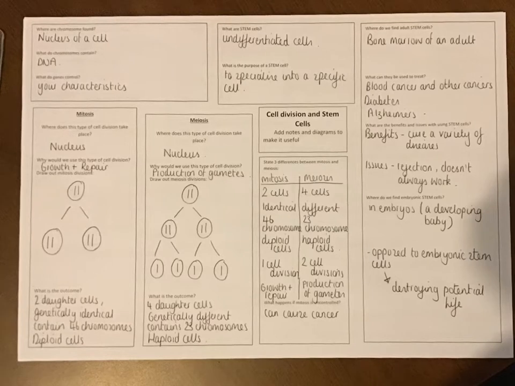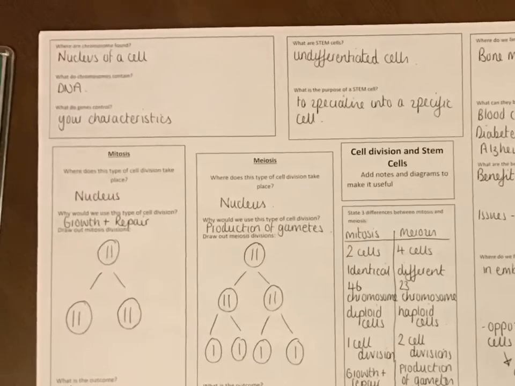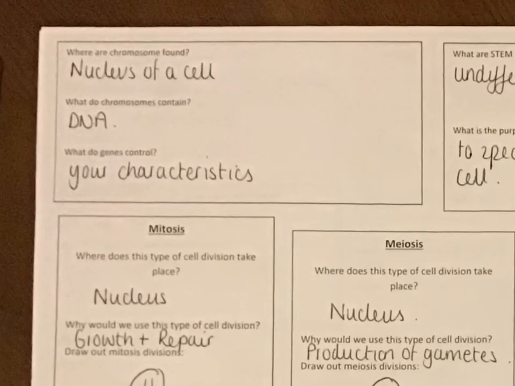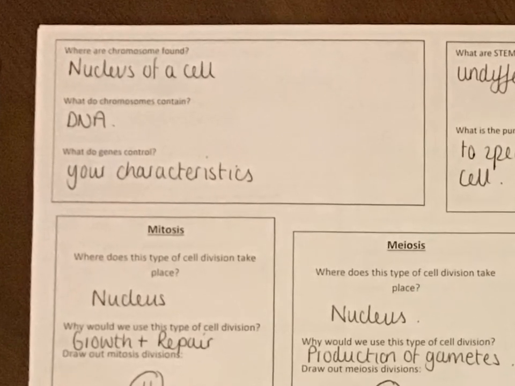Okay, this is our review sheet for cell division and stem cells. So let's go. The first question is, where are chromosomes found? Chromosomes are found in the nucleus of a cell. That is where our DNA is contained. So what do chromosomes contain? They contain our DNA, obviously, which we know from key stage 3.